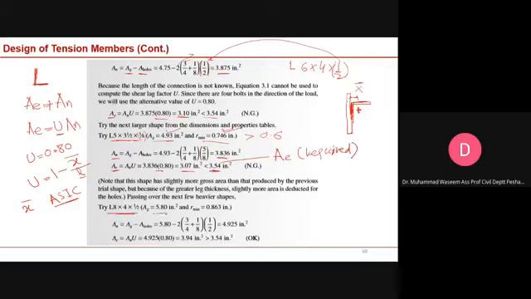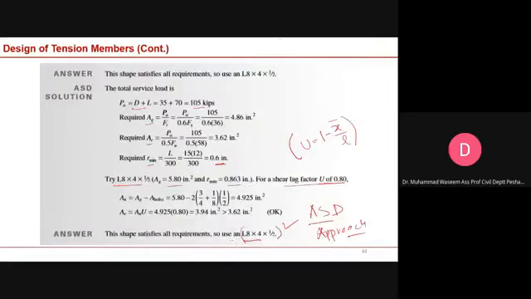Okay, let's try this member. Now you calculate the net area, you calculate the effective area. If the effective area is greater than this required effective area, then this is fine. We know that the gross area is already greater than the required gross area, so this is fine. The area requirements are satisfied.